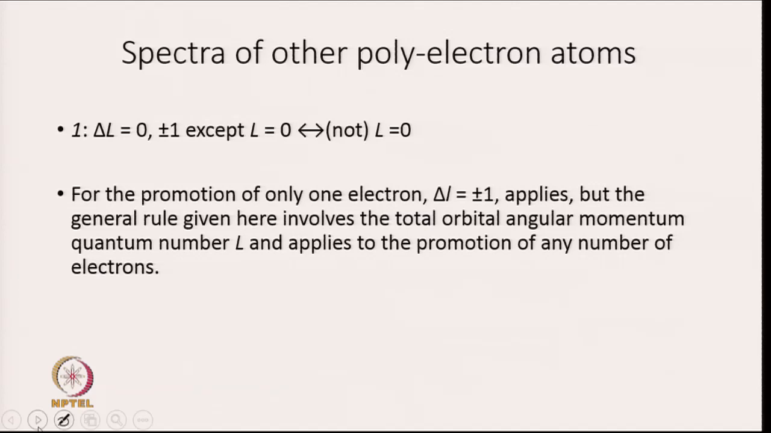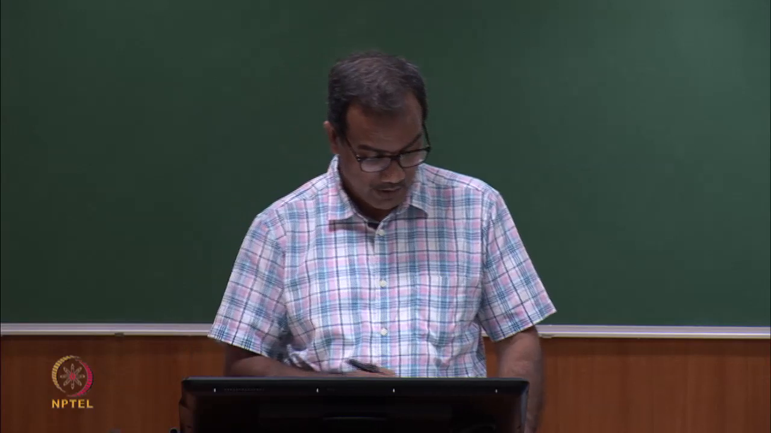The selection rule is delta L equal to 0, plus or minus 1, except that L equal to 0 to L equal to 0 is not allowed. For the promotion of only one electron, delta L is plus or minus 1, that is what we know, but the general rule given here involves the total orbital angular momentum quantum number L, and applies to the promotion of any number of electrons. So, it can be more than one electron.